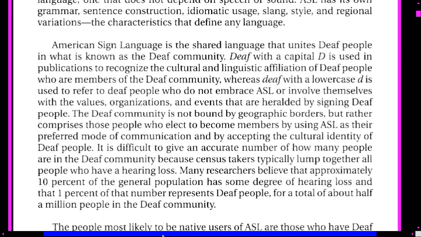Many researchers believe that approximately 10% of the general population has some degree of hearing loss. Okay, 1% of that number represent the deaf people, for a total of about 500,000 people in the deaf community.